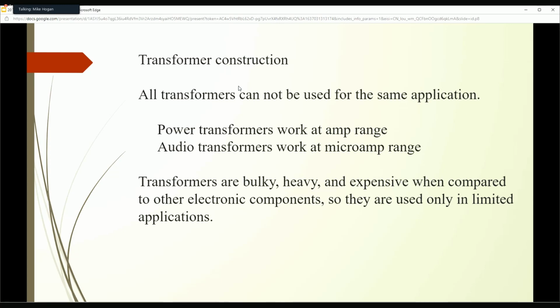Transformers are designed for different applications. You may have transformers that work in the amp versus microamp range. One thing about transformers is they are heavy and bulky. If you think about electronic components and devices now, everything is smaller, smaller, smaller. And so you don't use a lot of transformers unless you need them, right? You want to get away from the weight. You want to get away from the expense. So they're used only as necessary.